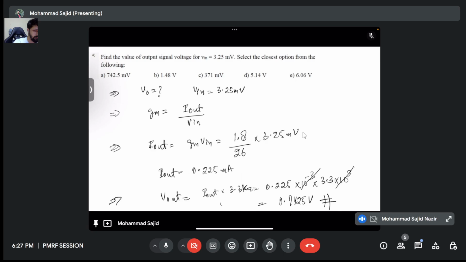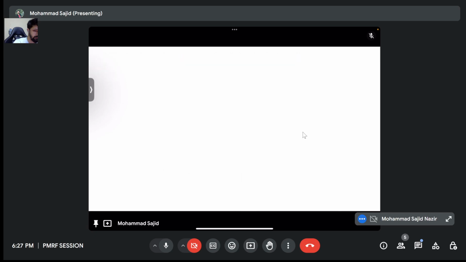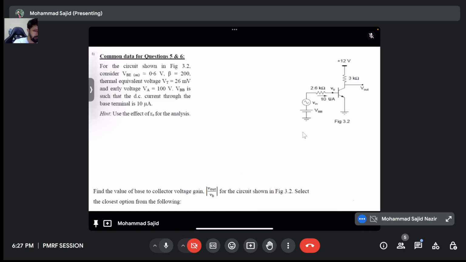Now there are two more questions on BJT, which is a different circuit. What does the question say? For the circuit shown in figure, consider VBE on is 0.6 volt. Okay, can you tell me what is this terminal and this terminal? Let me just call it A and B. Which is collector and which is emitter?